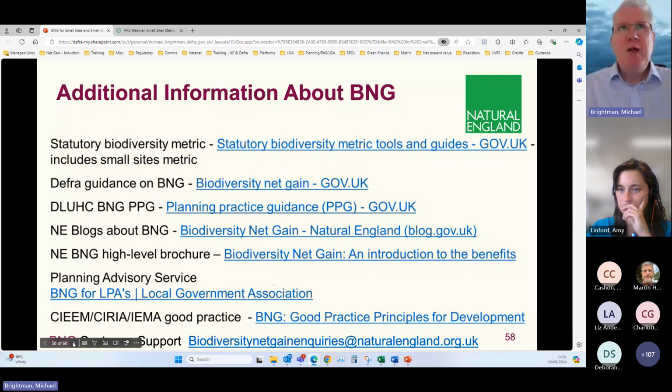In terms of additional information, much of this you will know. You have there the landing page at the top to the main gov.uk website on the statutory biodiversity metric tools and guides, which includes the statutory small sites metric and its user guide. There's the DEFRA guidance on biodiversity, again the main landing page on gov.uk, and the biodiversity net gain planning practice guidance, and apologies, I have not updated the slide to the new name for the ministry for the service taken over from DLUHC.